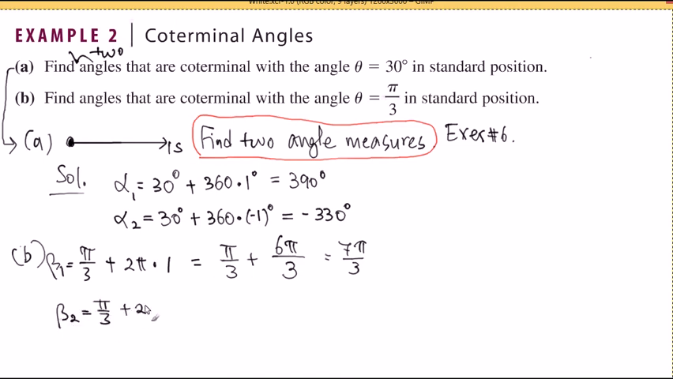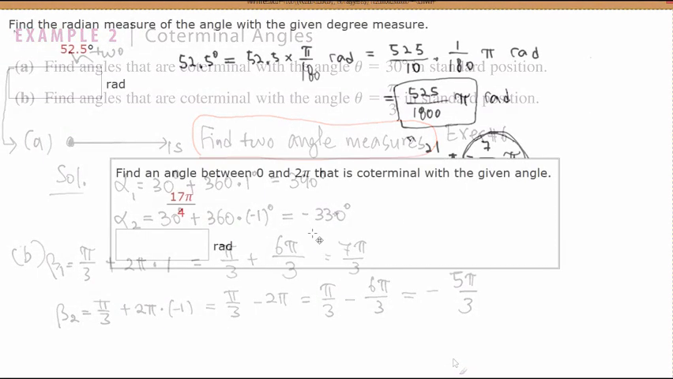Plus 2 pi times negative 1, that's the same as pi over 3 minus 2 pi, right? So it's pi over 3 minus, what's the numerator if I have 3 in the denominator? Same thing as 6 pi. So what's the answer? Negative 5 pi, right? Divided by 3. These are the two coterminal angles. You will have web-assigned homework.